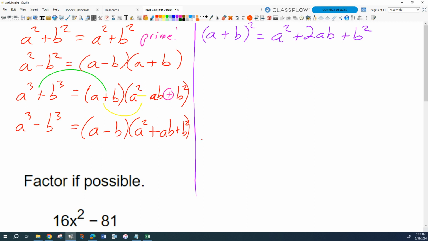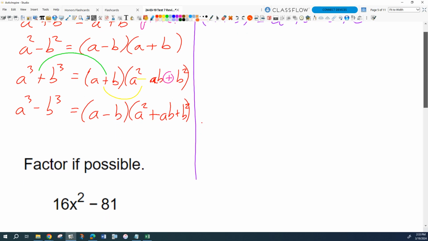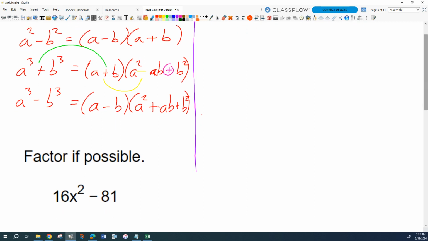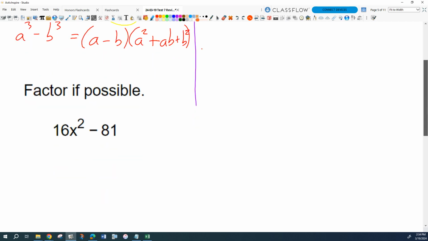Back to business here. We got our patterns. Which is the pattern that could work for this problem? We'll try to factor out a GCF first, but there isn't one. Which pattern could work? I've got 16x squared minus something. Only one pattern would make sense. That one, a squared minus b squared, difference of squares, because I'm subtracting and I've got an x squared. So that's the only one that could work. Let's focus on that one.